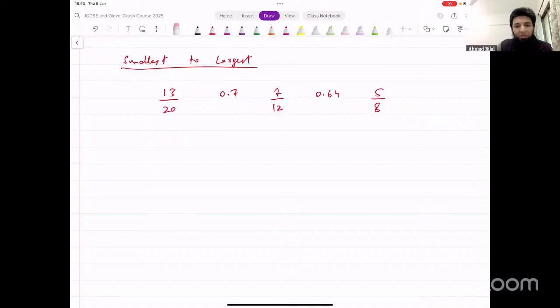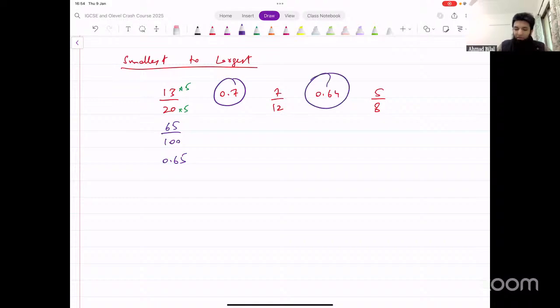What about 13 over 20? Remember what we did for this? We said we would want the denominators to be some power of 10. We would want it to be 10 or 100 or 1000 because that will make things easier to compare. Can we make the denominator one of those? In this case, for instance, we can say it's 13 times 5 and 20 times 5, and that gives us 65 over 100, and that becomes 0.65. So this has been converted to decimals. We already have 2 decimals in that list, so they are going to be easy to compare.